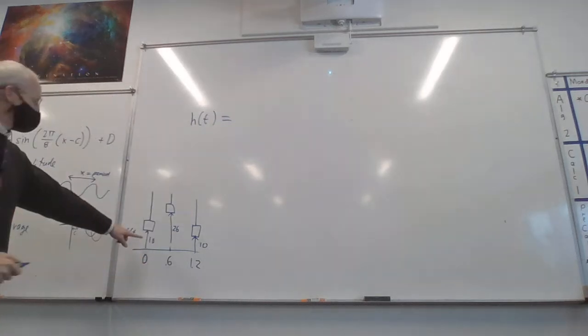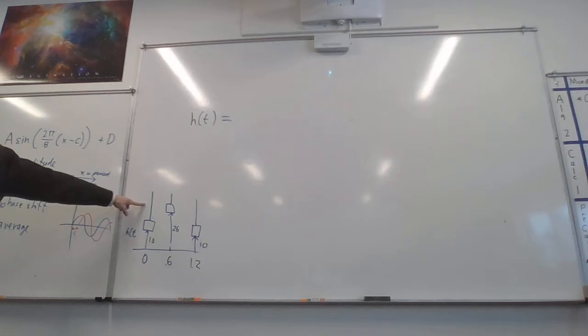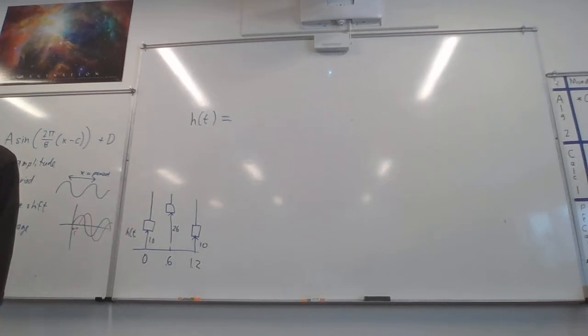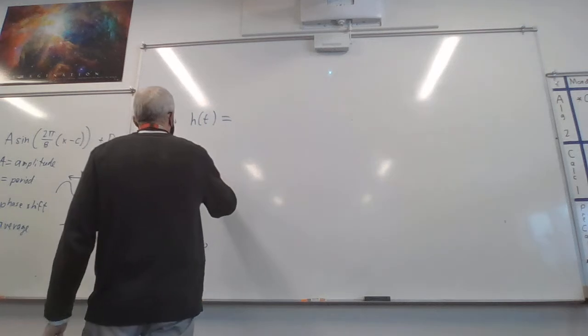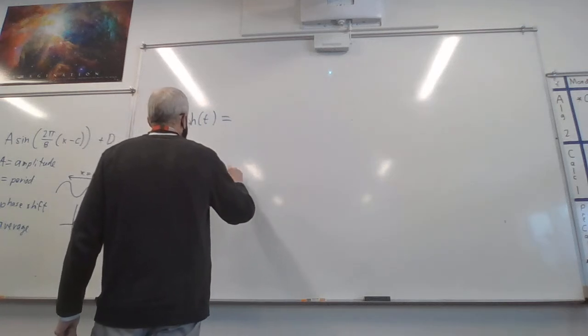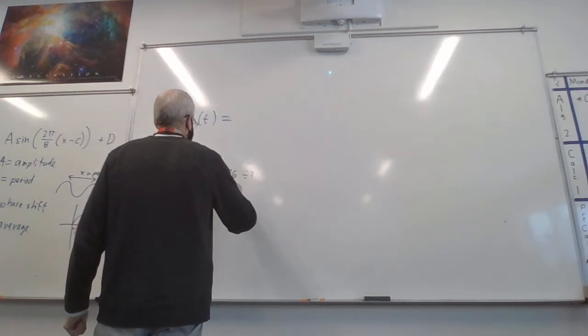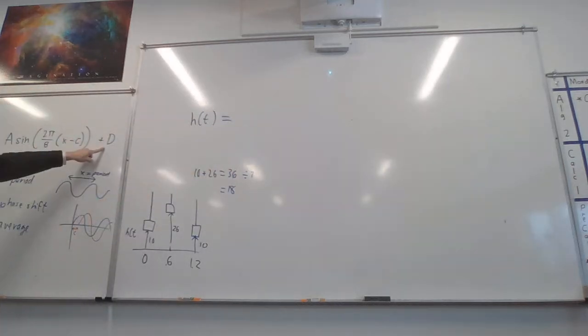So let's look at our picture. It starts at 10, goes to 26. What's the average of 10 and 26? The middle. So you add them together and divide by 2. 10 plus 26 is equal to 36. Divide that by 2, that's 18. So the average is 18. So D is 18.